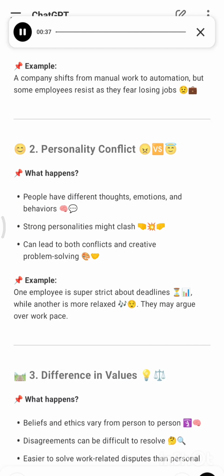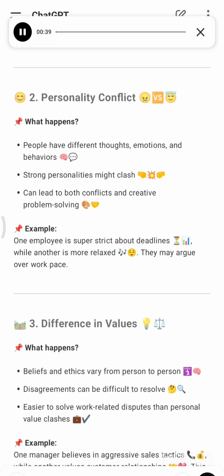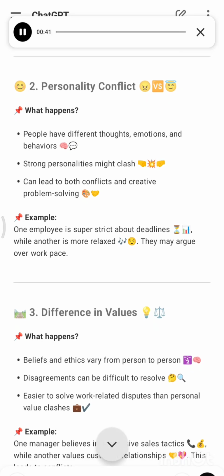2. Personality conflict. What happens? People have different thoughts, emotions, and behaviors. Strong personalities might clash, which can lead to both conflicts and creative problem solving. Example: one employee is super strict about deadlines, while another is more relaxed. They may argue over work pace.